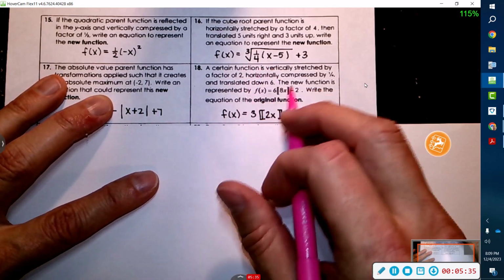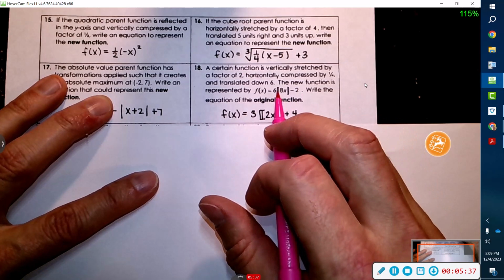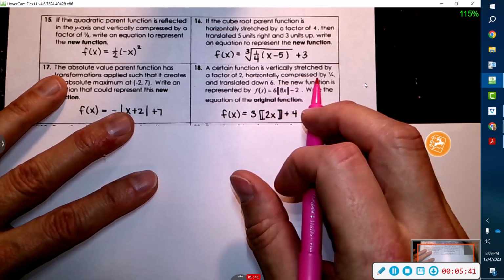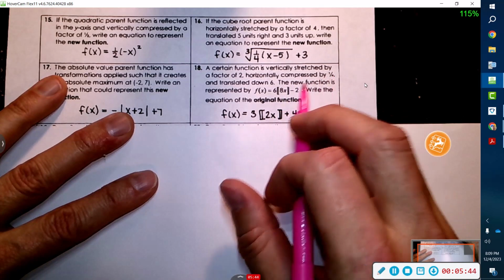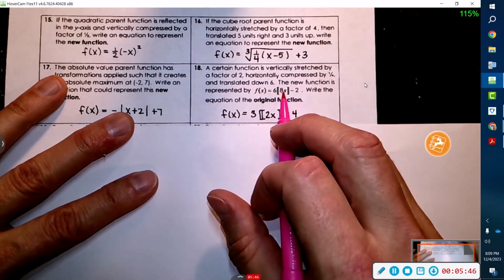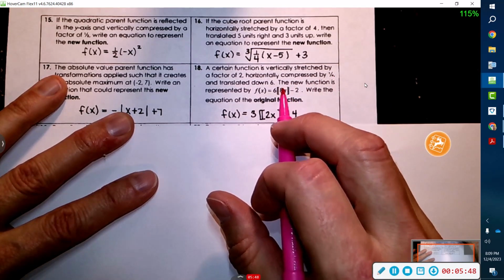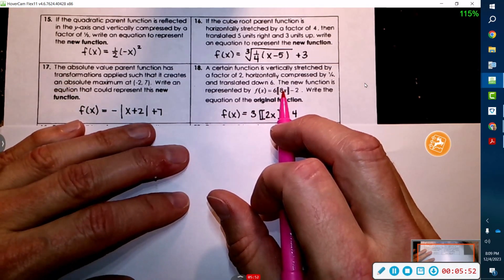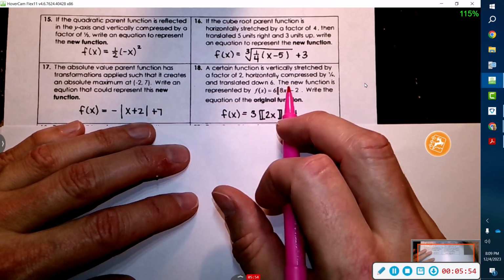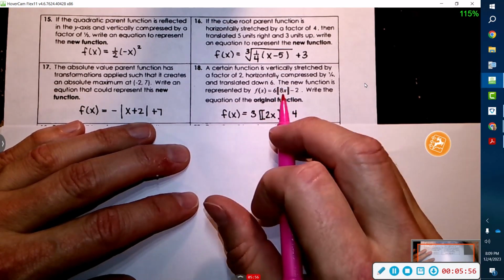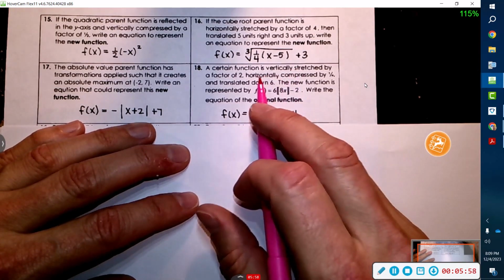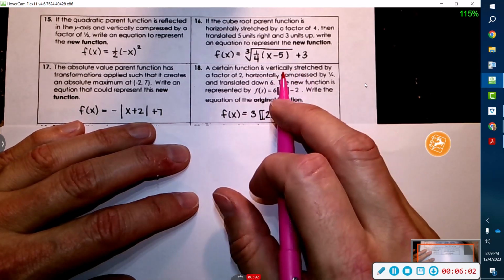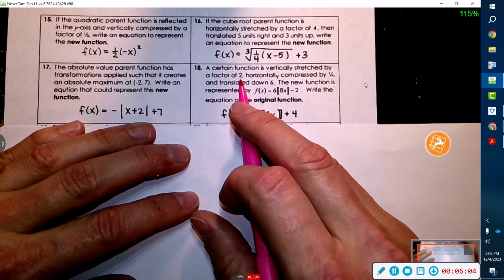So this means then that if it looked like this, okay, to horizontally compress by a factor of 1/4 means that we need to have multiplied something by 4 here to get this on the inside, okay? All right, so a certain function, we're definitely going to keep, this is a greatest integer function, so we're going to keep that formation. And then it said that it was vertically stretched by a factor of 2.